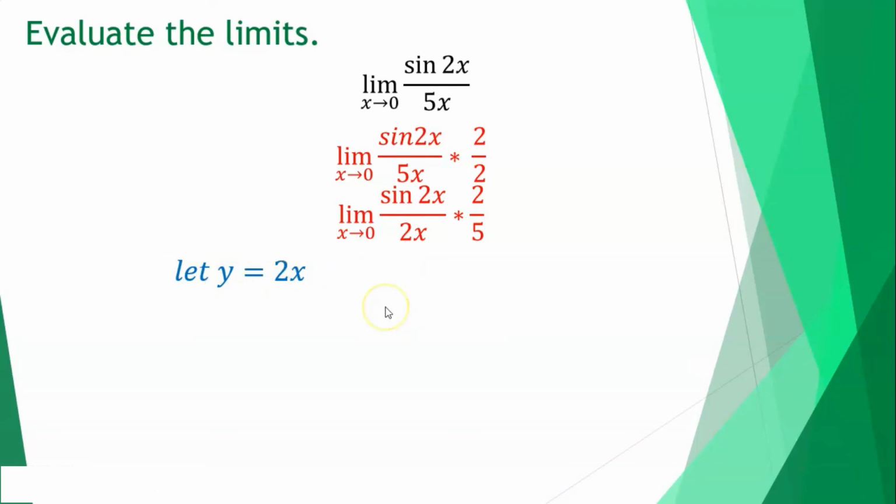Simplifying further, we will get the limit of sine y over y as y approaches 0 times 2 over 5. Take note, the limit of sine y over y as y approaches 0 is 1. So, times 2 over 5. Therefore, the result here is 2 over 5. Okay, next.